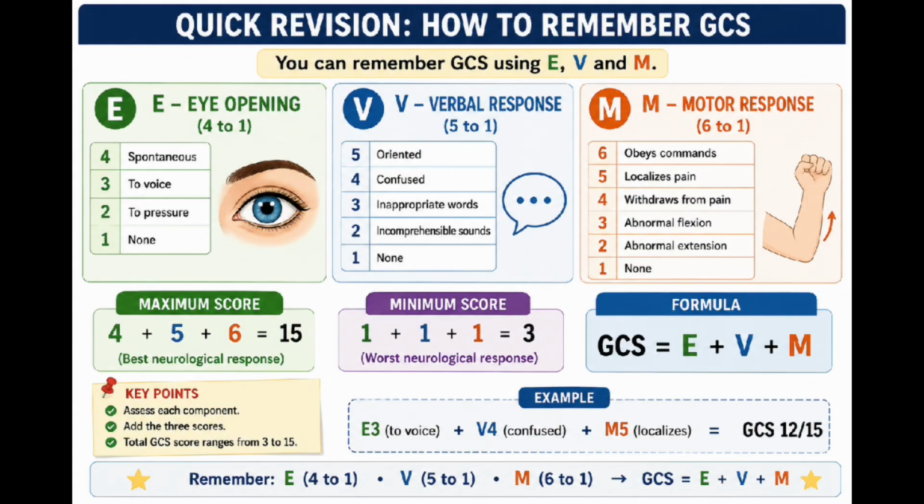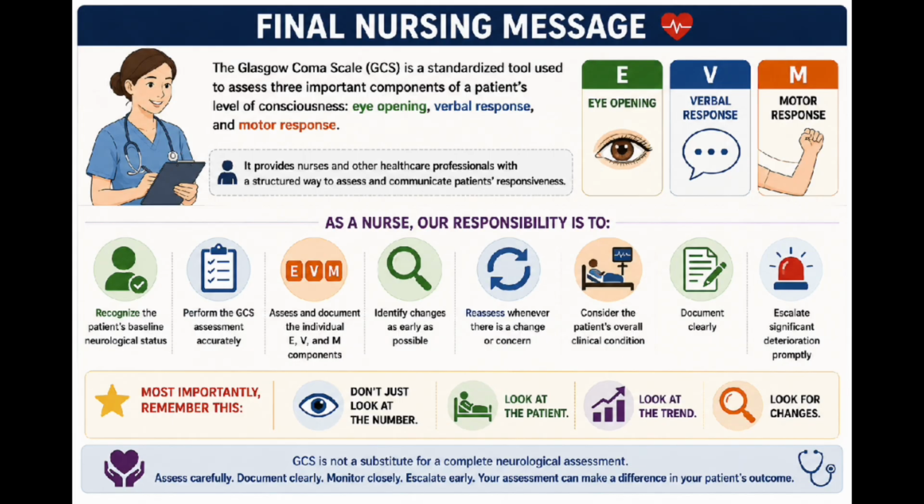So, maximum score 4 plus 5 plus 6 is equal to 15. And minimum score 1 plus 1 plus 1 is equal to 3. The formula is GCS is equal to E plus V plus M. This simple method can help you quickly remember the scoring system during your nursing studies and clinical practice.